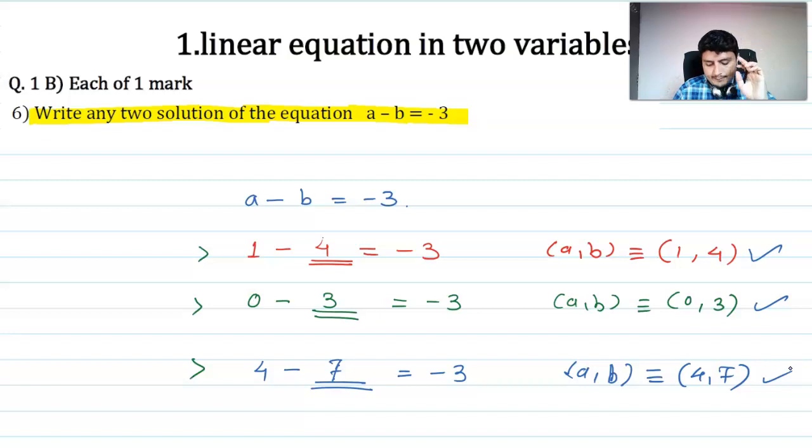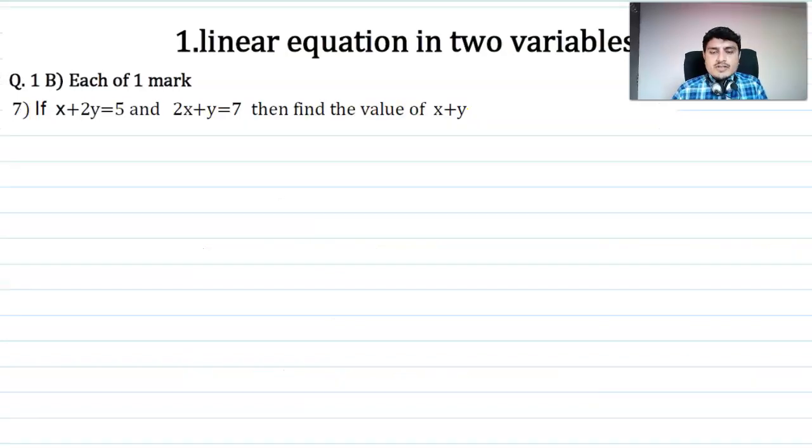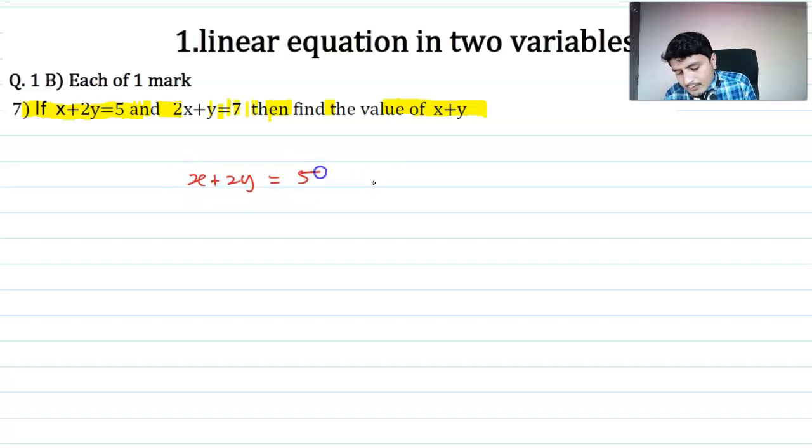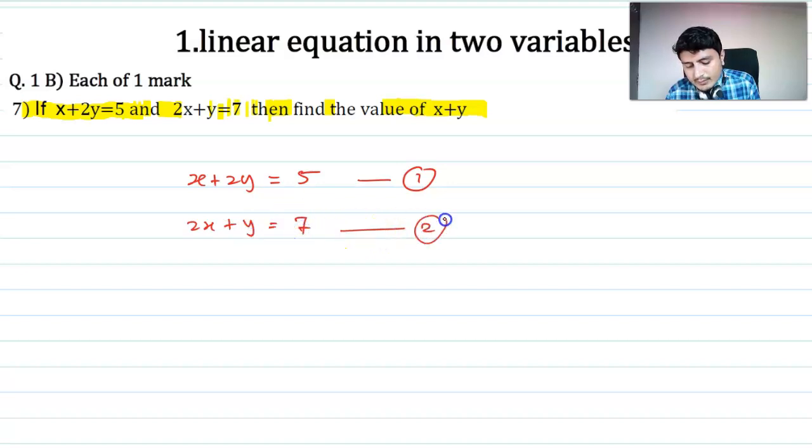Question number 7: if x plus 2y equals 5 and 2x plus y equals 7, then find the value of x plus y. Here we have simultaneous linear equations in two variables. The first equation is x plus 2y equals 5, call it equation number 1. The second equation is 2x plus y equals 7, call it equation number 2.